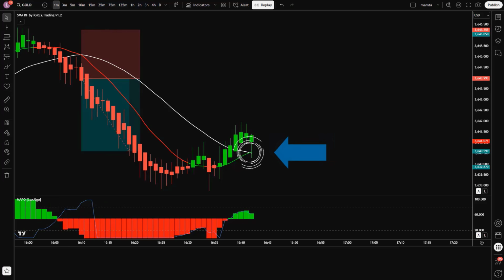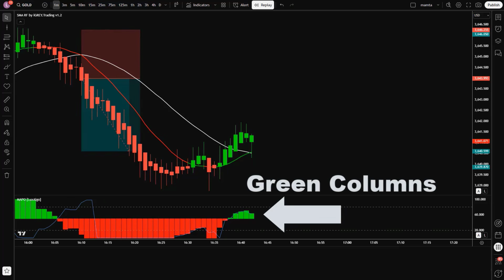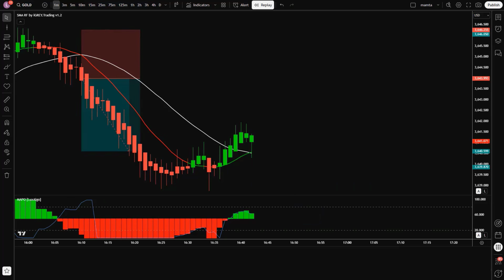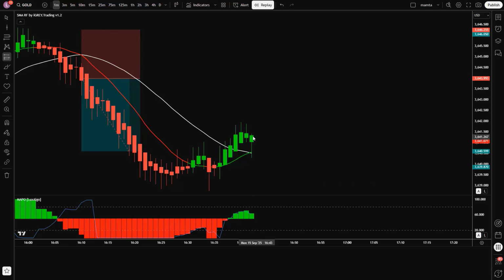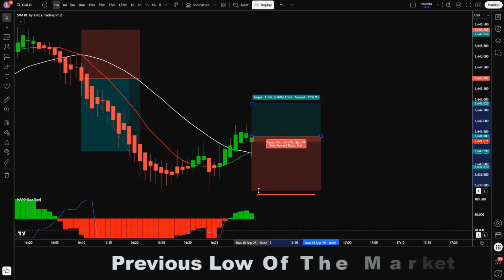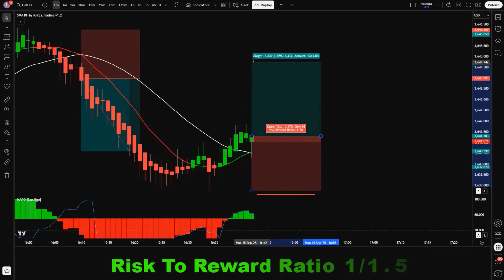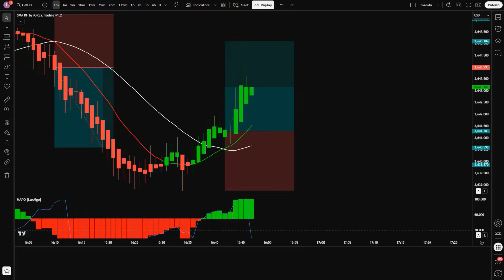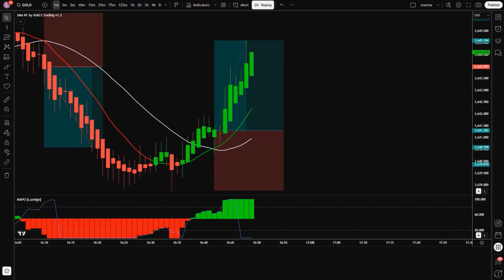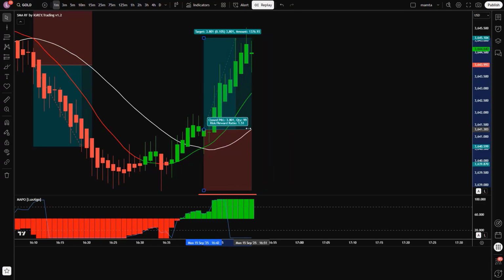Here the simple moving average indicator's MA line and regime MA line were crossed. Here the moving averages proximity oscillator indicator shows green color columns. Here the market has made a bullish candle to give confirmation. So all our conditions are fulfilled, and we are placing an order to buy. Our stop loss is the previous low of the market, and the risk to reward ratio will be 1:1.5. The market has completely hit the target. Let's find the next trade.